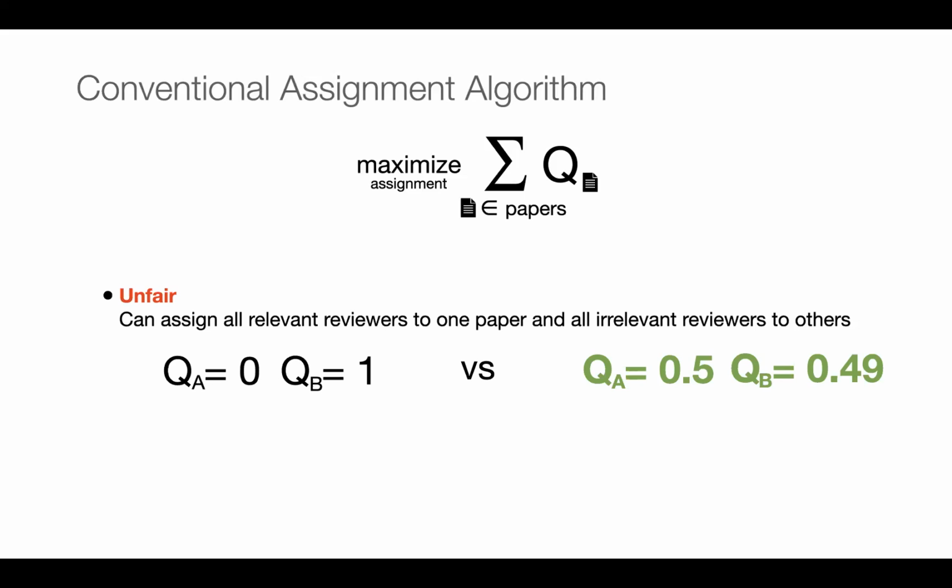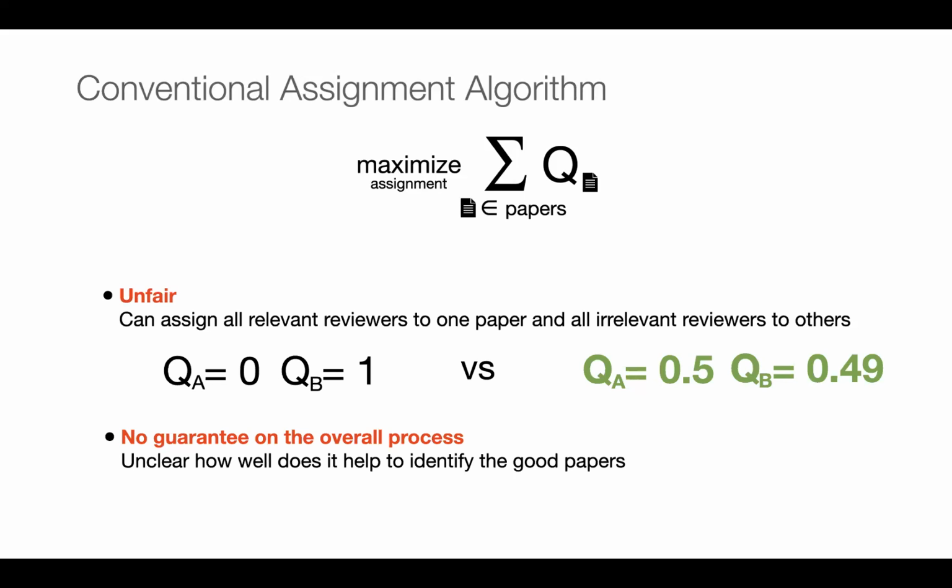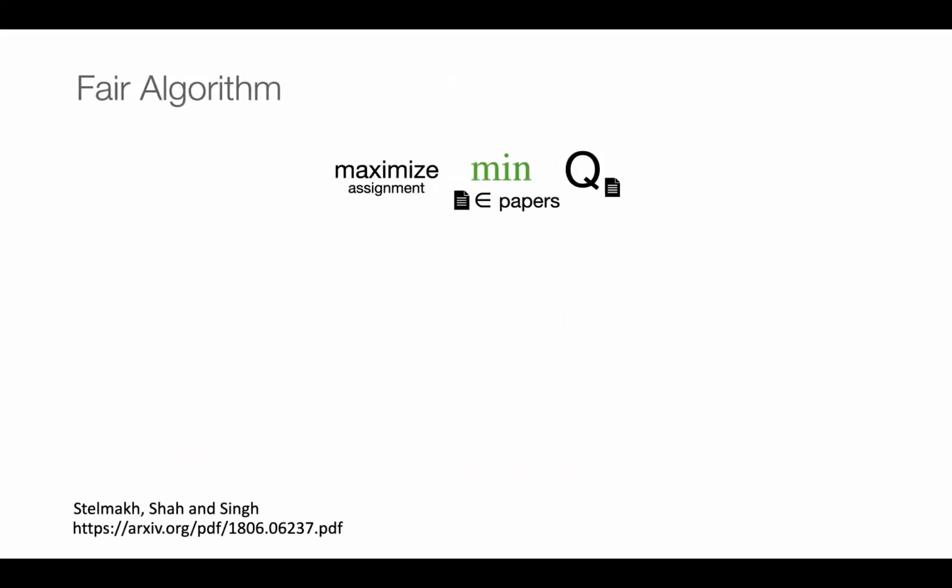So this algorithm would assign paper A to weak reviewers and paper B to strong reviewers. In this sense, this algorithm is unfair. And second, it doesn't have any theoretical guarantees on the overall objective of the process. In the conference, our goal is to identify good papers for acceptance. While this algorithm seems reasonable, in fact, it doesn't really have any guarantees on how well it helps us in identifying the best papers.